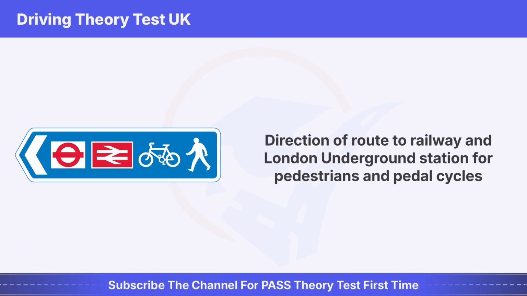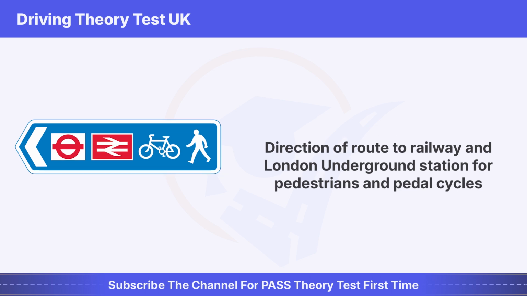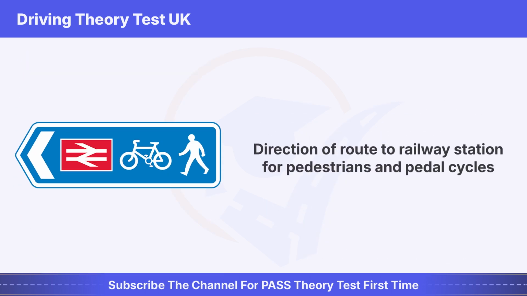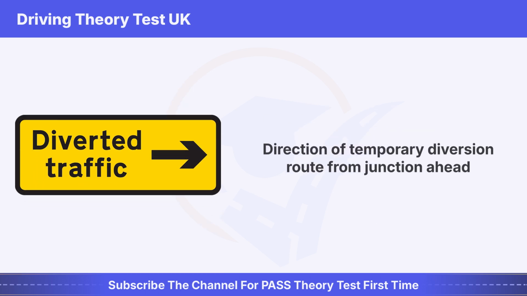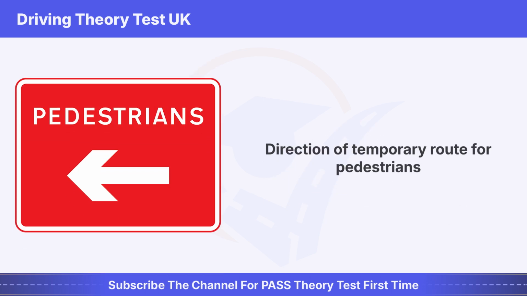Direction of route to railway and London Underground station for pedestrians and pedal cycles. Direction of route to railway station for pedestrians and pedal cycles. Direction of temporary diversion route. Direction of temporary diversion route from junction ahead. Direction of temporary route for pedestrians.